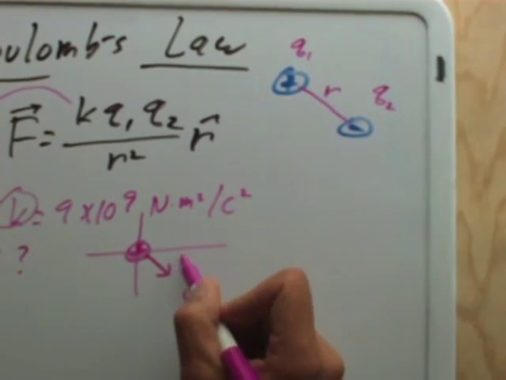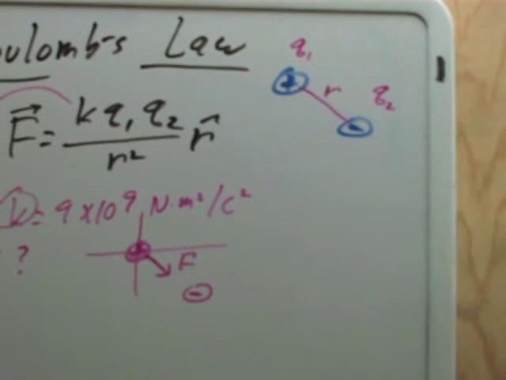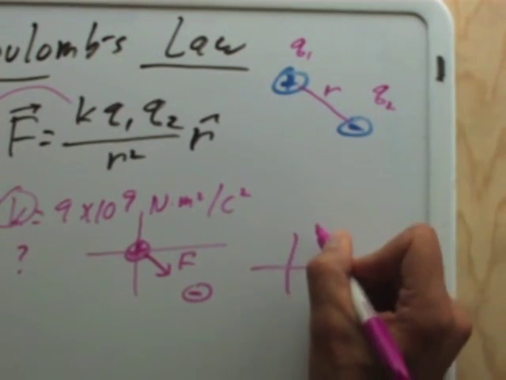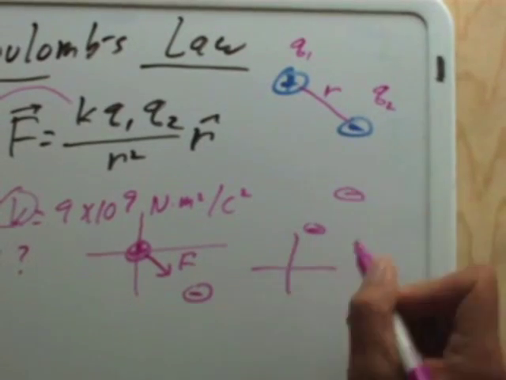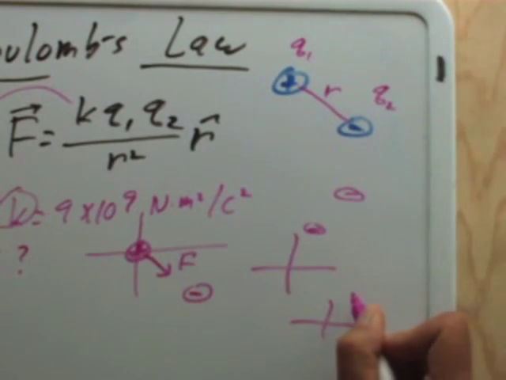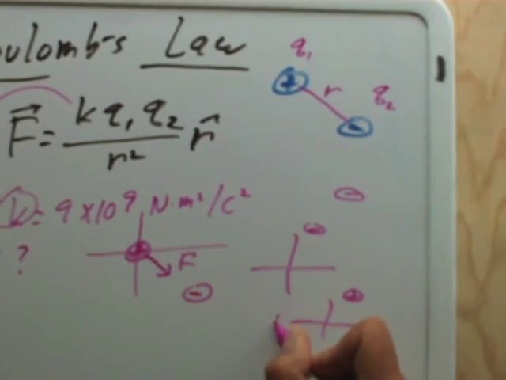This force, F right here, is neither along the x nor y axis. And you can have all kinds of orientations like this. You can have charges like here's a negative and here's a negative. Or here's another Cartesian coordinate system. Here's a positive down here. Here's a positive over here.